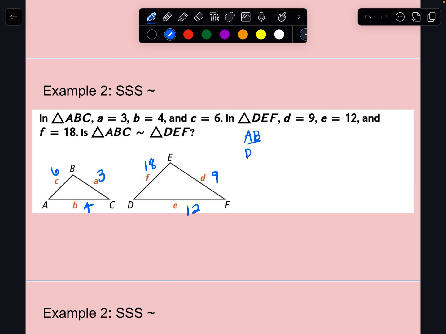AB divided by DE, BC divided by EF, and AC divided by DF. A and D both come first.